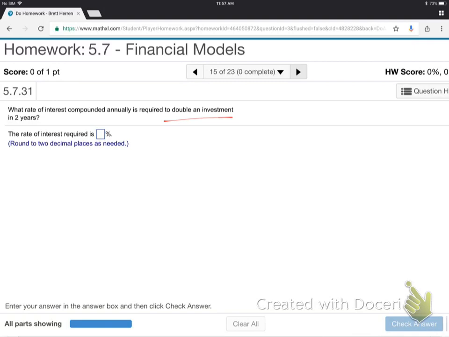Okay, so to double an investment in 2 years. All right, so first off, which formula are we going to use? The first one or the PERT one? The first one. Yeah, because compounded annually, it's not continuous. So first formula again.